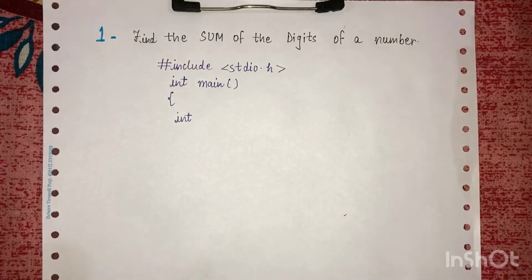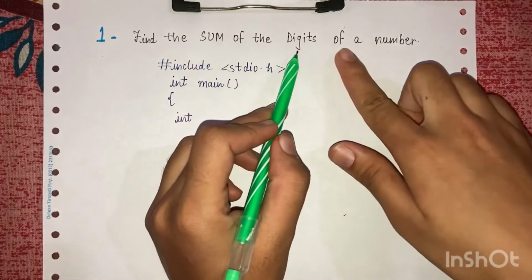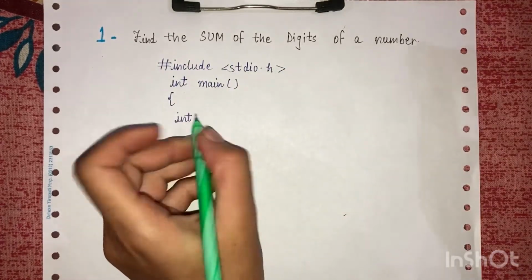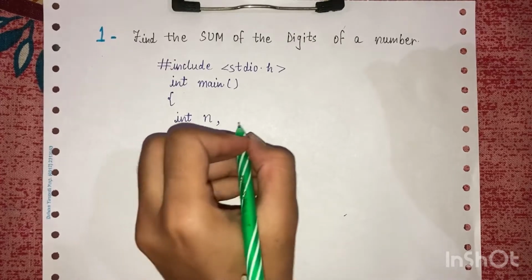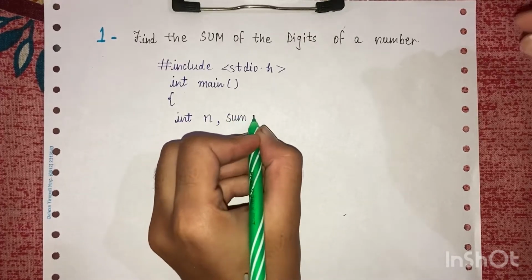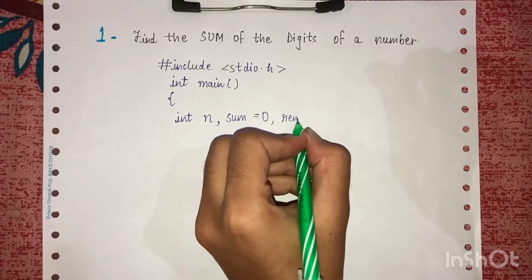Then we write int. We use int to declare the variables of integer data type. We have to find the sum of the digits of a number, so first we have to input a number n, so we will use the variable n for that. To find the sum, we have to assign sum equals 0, and we also have to use rem.